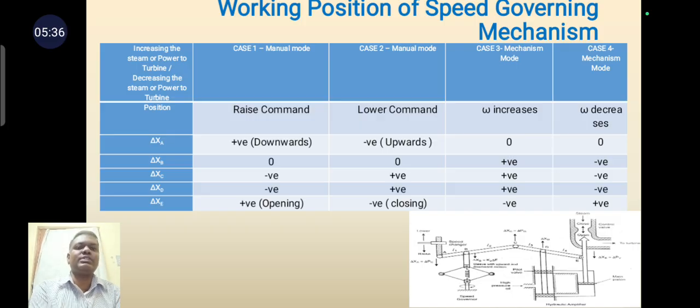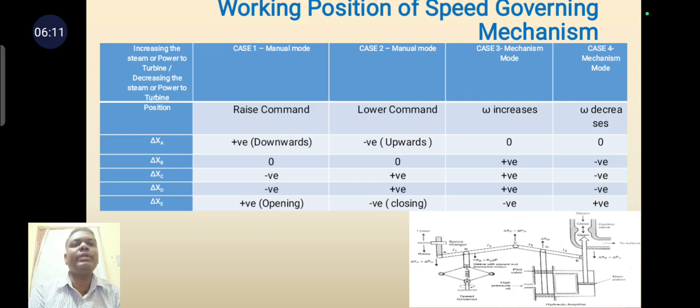Similarly, in case 2, we are going to give the lower command. Lower command means negative, that is upward. If point A goes upward, similarly point C comes downward. Point C is attached to point D. If point C goes downward, similarly point D also comes downward, which makes the valve close, closing the valves to the turbine. This is the operation of the raise command and the lower command.